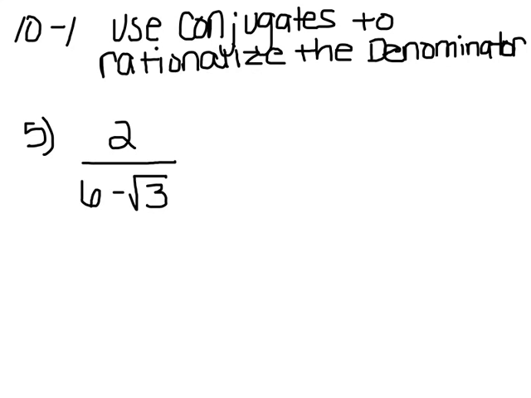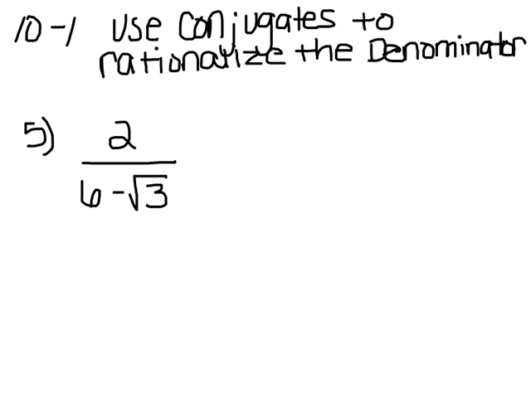Now, when we're simplifying a radical, we know that we cannot have the square root of a number in the denominator. So what we need to do is rationalize the denominator. But in this particular example, we don't just have a radical 3 in the denominator, we have 6 minus radical 3. So we have to use a process called rationalizing the denominator.